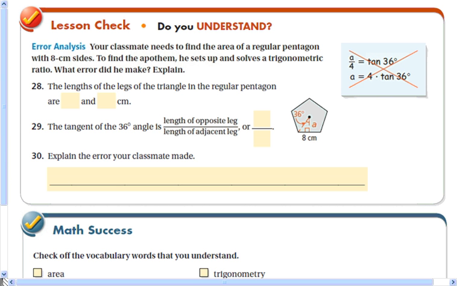All right, last thing we're going to do is a lesson check. Let's see what our classmate is doing wrong here. They're trying to find the area of the regular pentagon with 8 centimeter sides, and the lengths of the legs of the triangle here are A and 4.